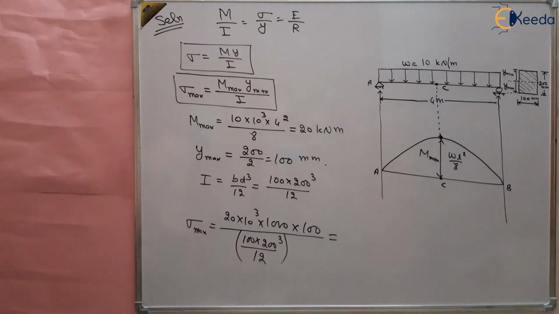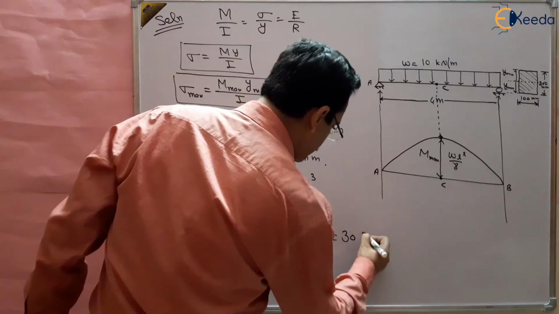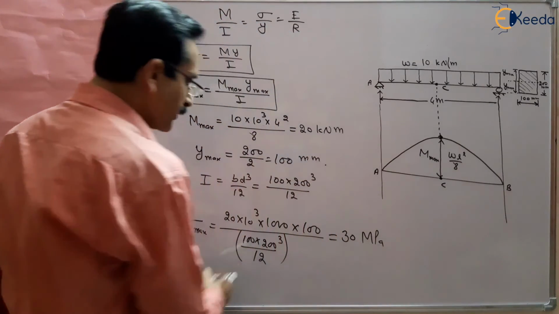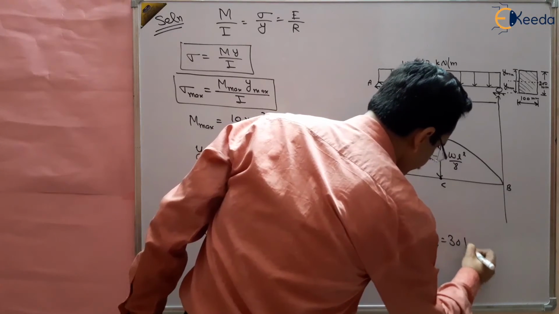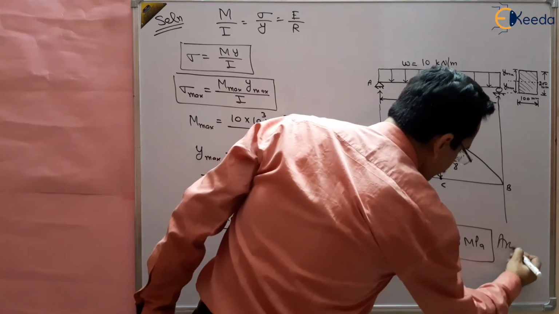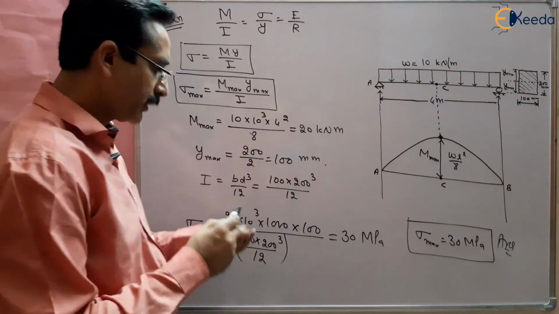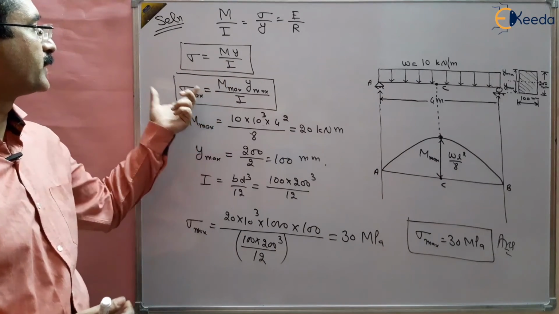So the answer will come out to be 30 megapascal. Solve it using a calculator and find the answer. So sigma max is 30 megapascal. So this is the answer. First you find out the maximum bending moment and then solve it using the bending equation.